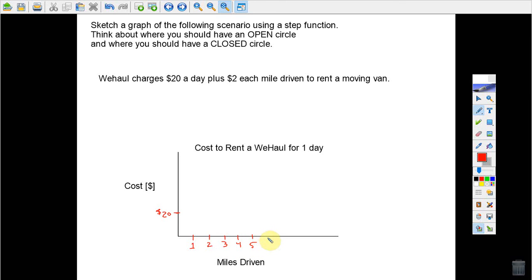I think we can get the idea of how the function is going to work and what it's going to look like if you just go out for the first 5 miles. So think about what's going to happen, how much it's going to cost you to drive each mile, and what those step functions are going to look like as you go through there.